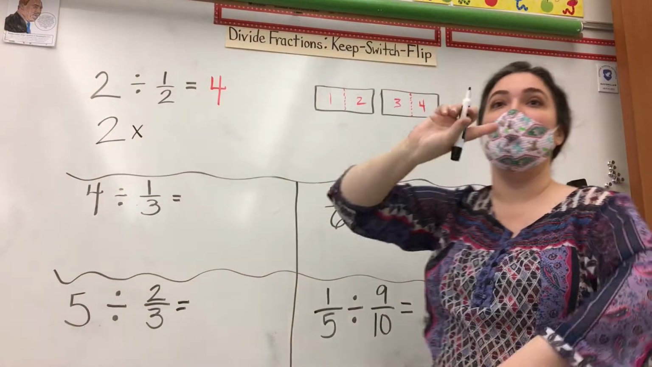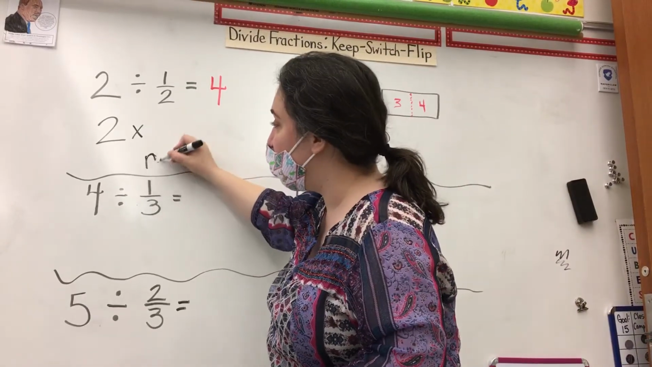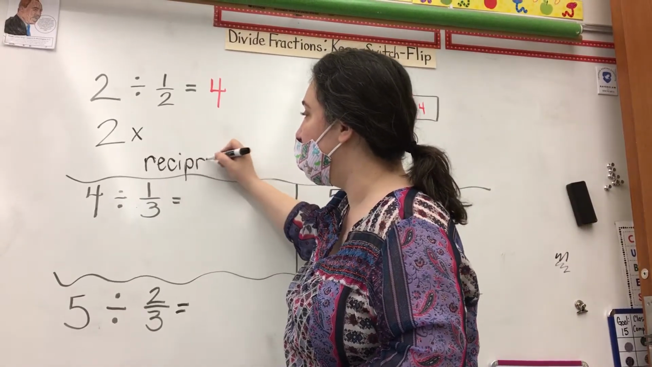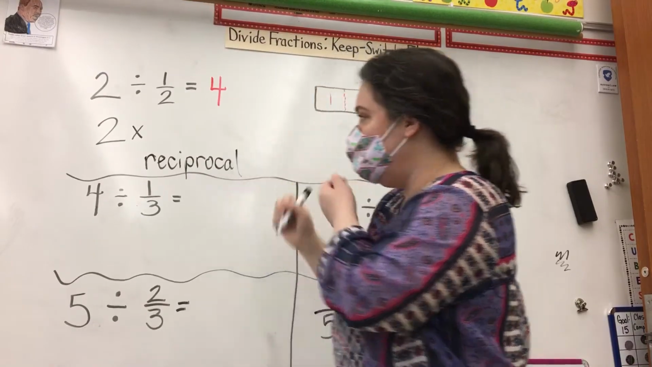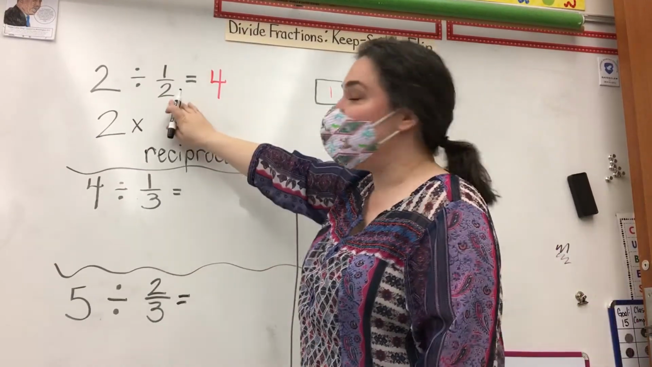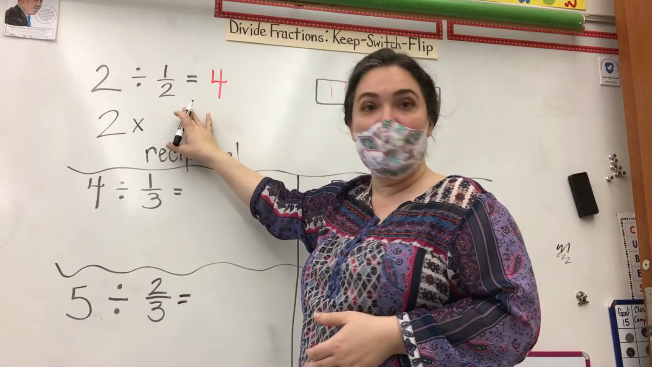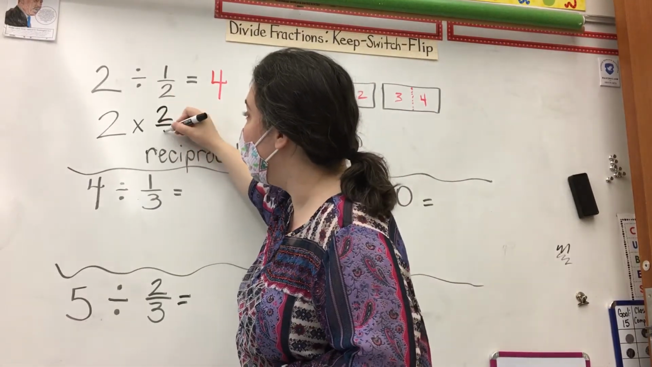Third, we have to flip it. We learned a term today called reciprocal, which means like the upside down flip of a fraction. So we're going to take this half and we're going to flip it. Instead of 1 over 2, we're going to have 2 over 1.